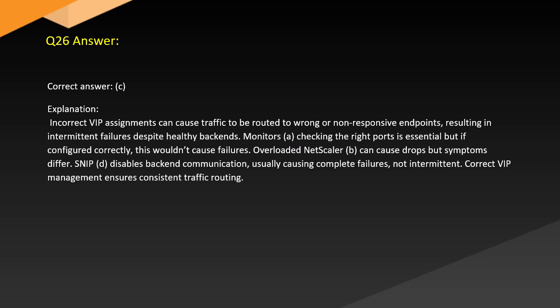Answer. Correct answer. C. Explanation. Incorrect VIP assignments can cause traffic to be routed to wrong or non-responsive endpoints, resulting in intermittent failures. Despite healthy backends, monitors checking the right ports is essential, but if configured correctly, this wouldn't cause failures. Overloaded NetScaler, B, can cause drops, but symptoms differ. SNIP, D, disabled breaks backend communication, usually causing complete failures, not intermittent. Correct VIP management ensures consistent traffic routing.